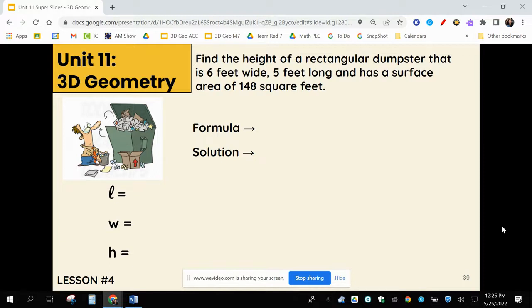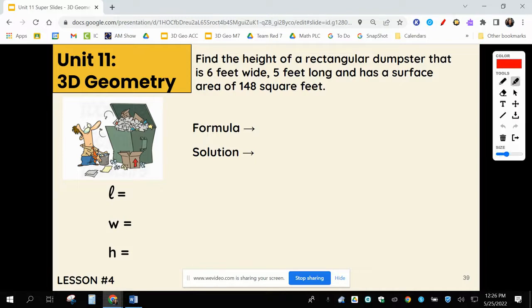Find the height of a rectangular dumpster that is 6 feet wide, 5 feet long, and has a surface area of 148 square feet. So in this problem, they're telling us that the width is 6, the length is 5, and the surface area is 148 square feet. I know the length is 5, the width is 6, and the surface area is 148, but I was not given the height.